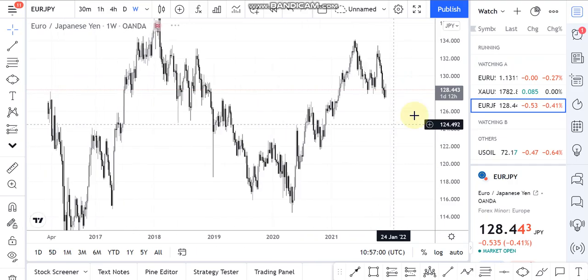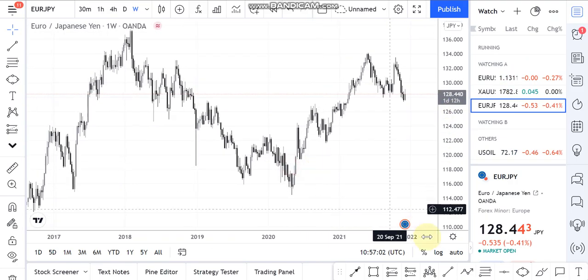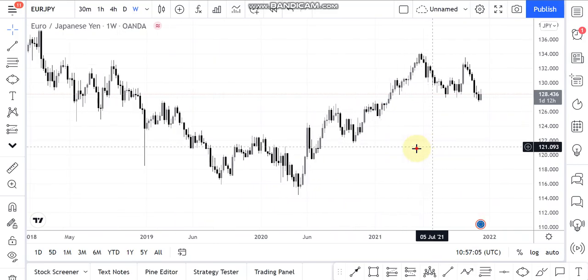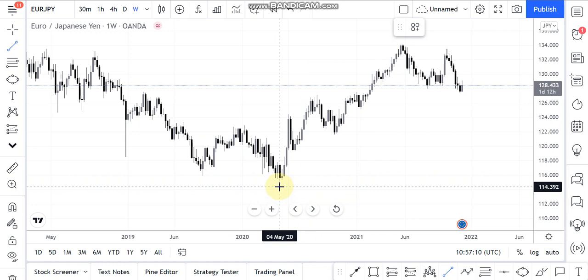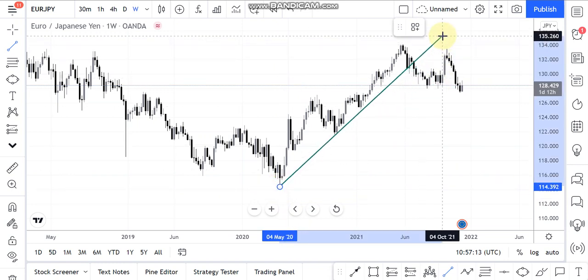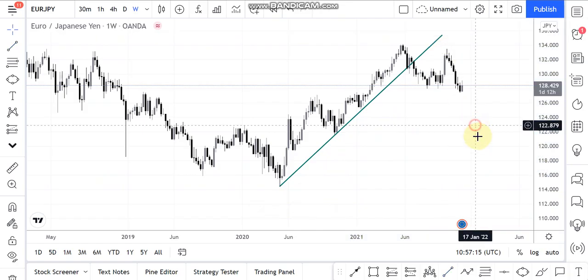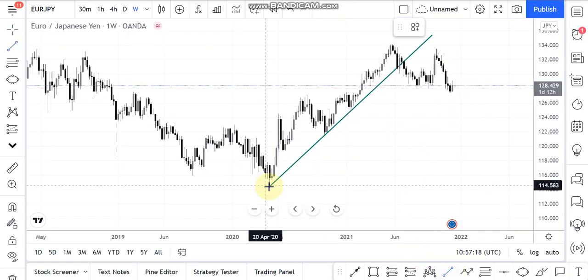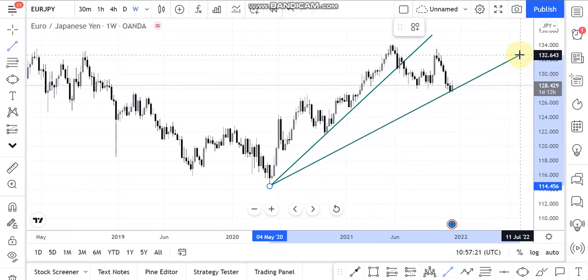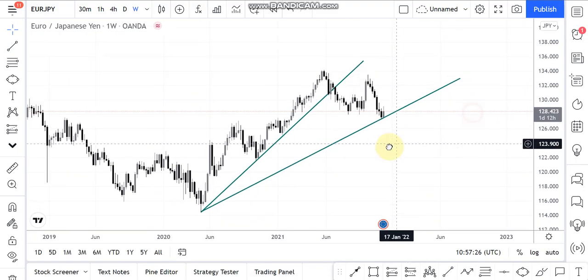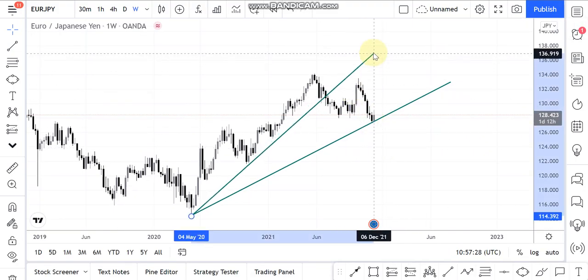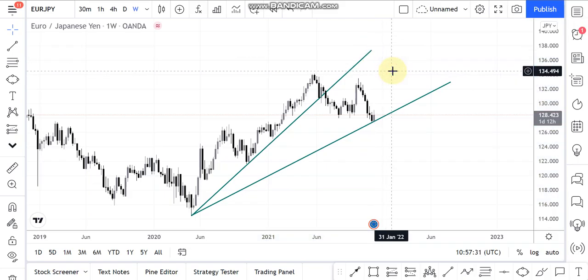Let's draw the trend line for Euro JPY. We can see this, right? And we can also see this. Now you can always draw as many trend lines as you want, but personally I advise a maximum of two trend lines. To be honest, maximum of two trend lines.